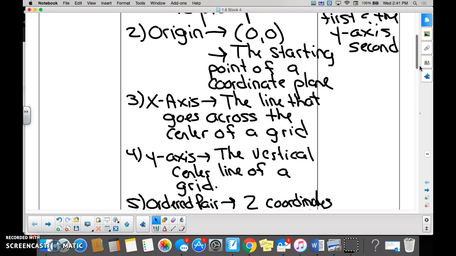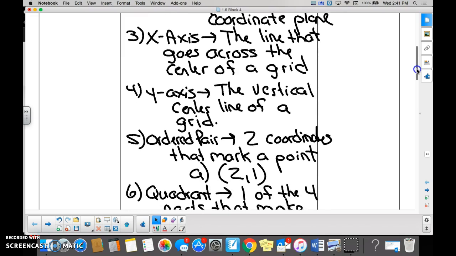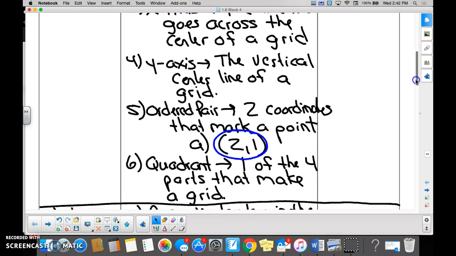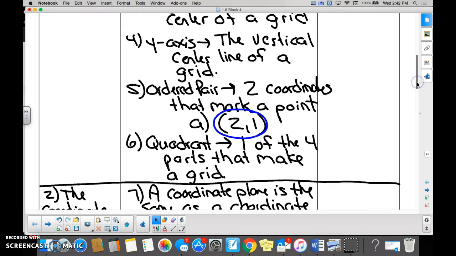Cool. Ordered pairs would be the 2 points that we use to mark a point on a graph. So like 2, 1. We'll get to that in a second when we get to our actual graph. And then how many quadrants does a coordinate grid have, everybody? 4. And what does the word quad mean? 4. Okay, cool.